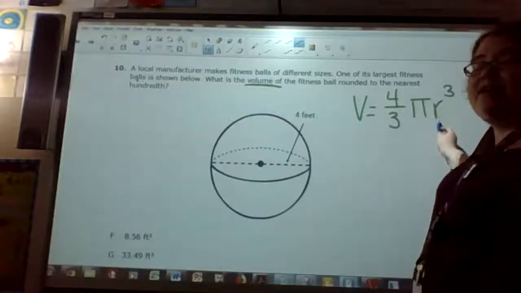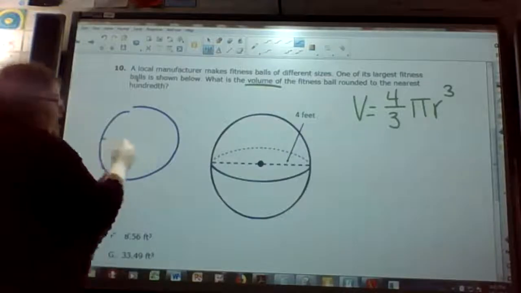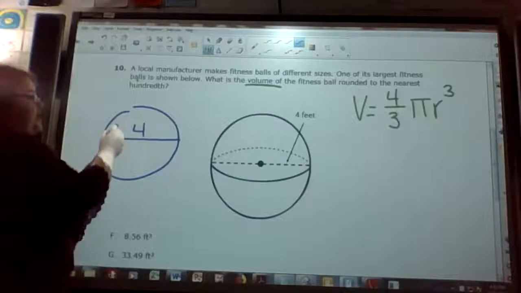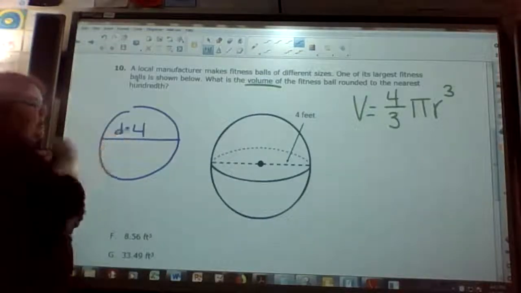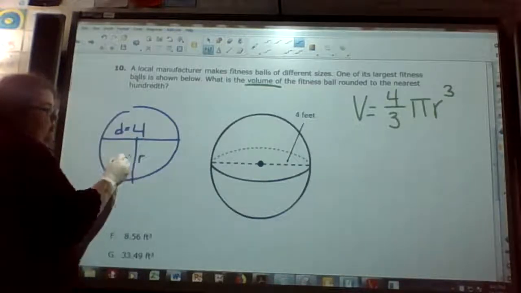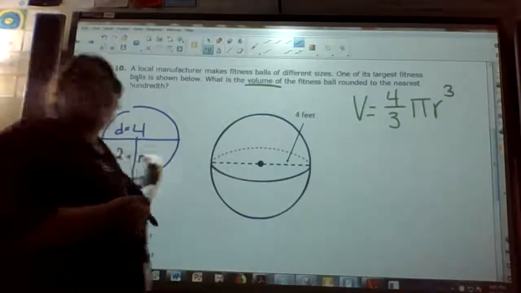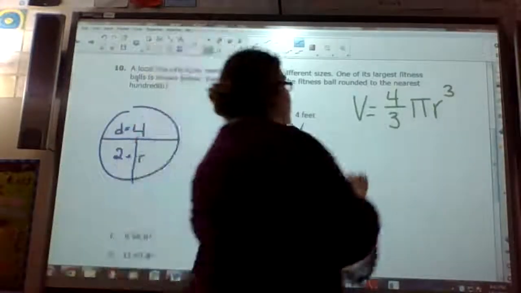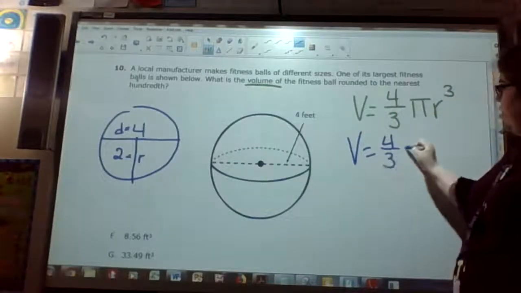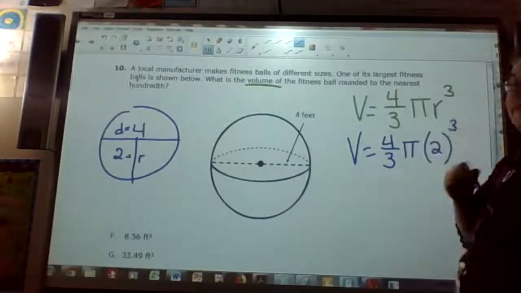So the only thing I need to find is r. So I see a circle in the middle. So I'm going to draw my circle, and it says this whole line is 4. If you remember that the line across is called the diameter. If I want the radius, I take half of it. So half of 4 is 2. Now that I know my radius, I can plug it into my equation. Volume equals 4/3 times pi times 2 cubed.